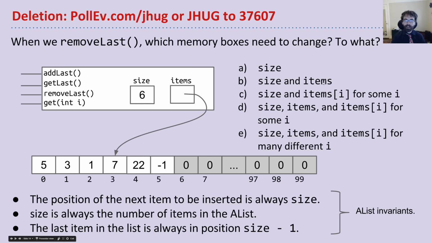Okay? How about items? Should items change? Well, if items change, then we'll basically say I need to change these 64 bits so that this now points at a new, totally different array. There is no reason for that. Why would we need another array?